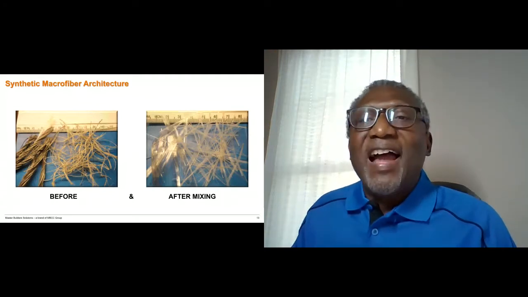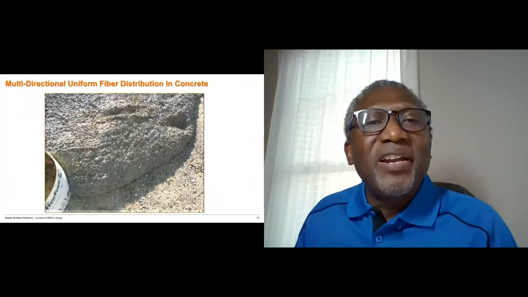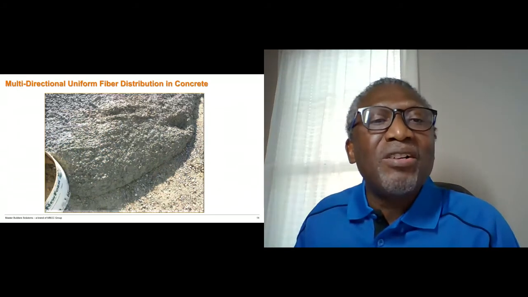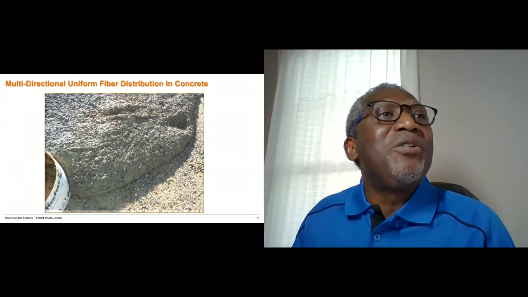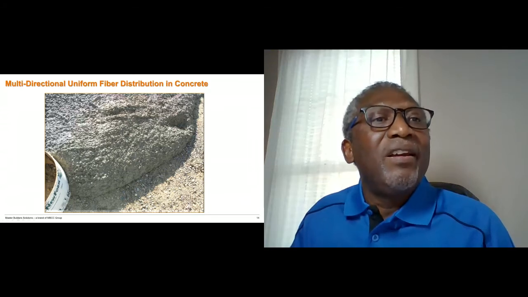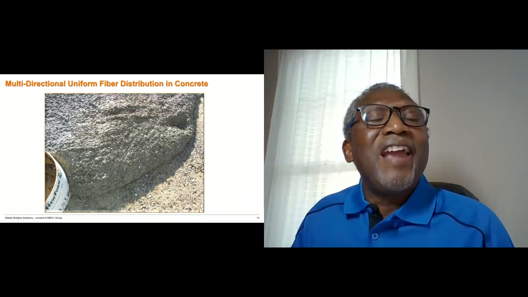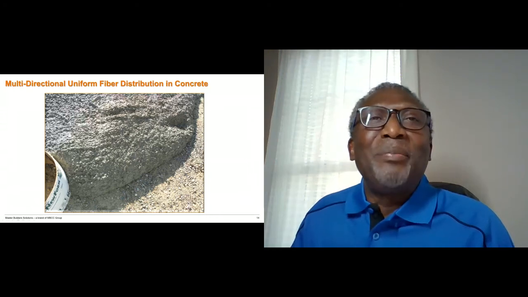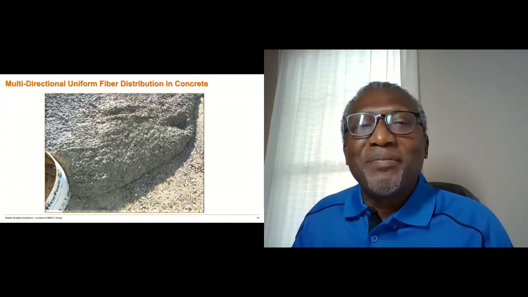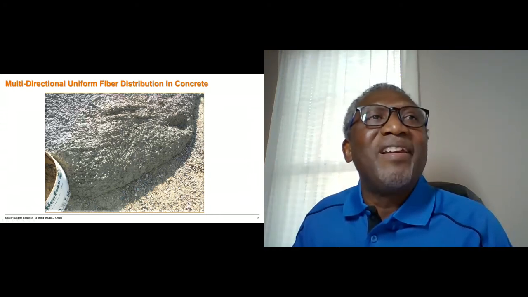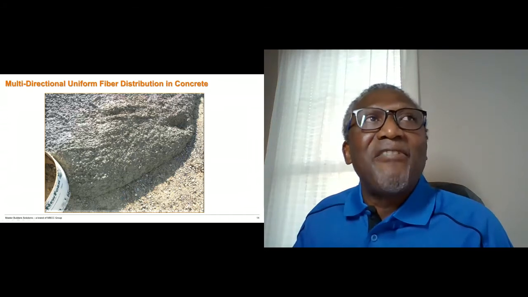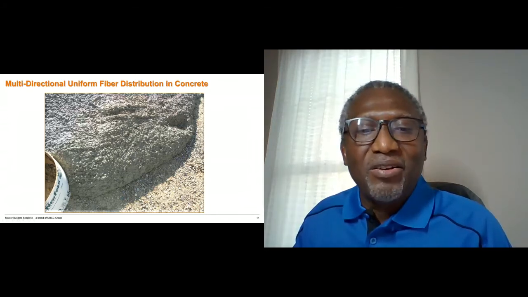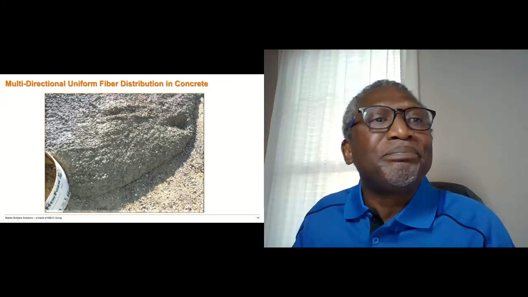Now, the fibers are added, as I indicated earlier, during the time of batching. And when they're properly mixed into the concrete, what you find is you have the fibers being uniformly and randomly distributed throughout the concrete. Some people say you get 3D reinforcement. No, it's not 3D reinforcement. This is multi-directional uniform fiber distribution within the concrete matrix.